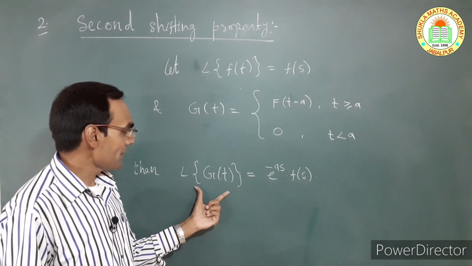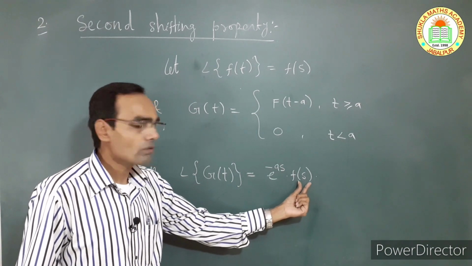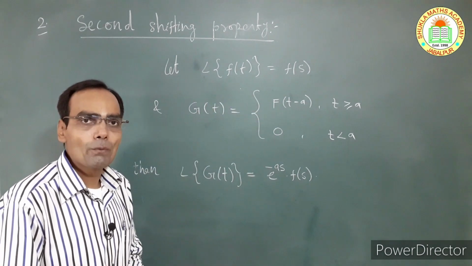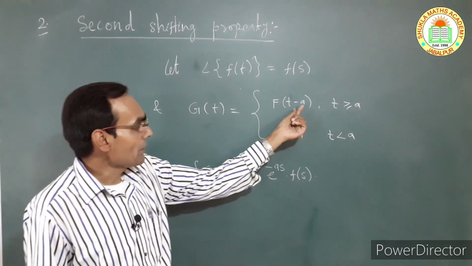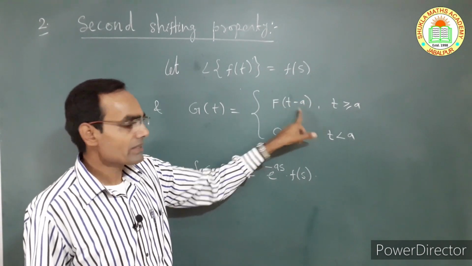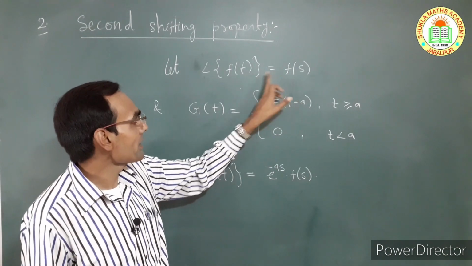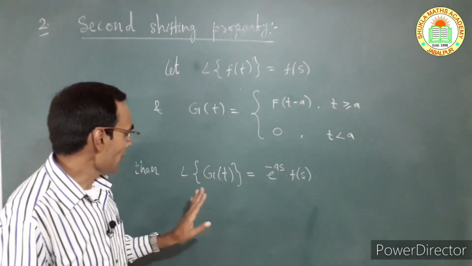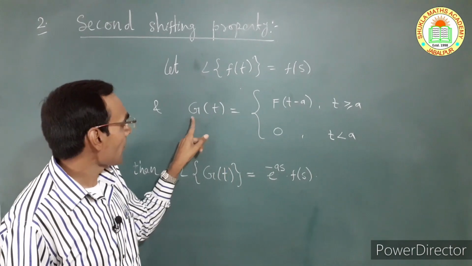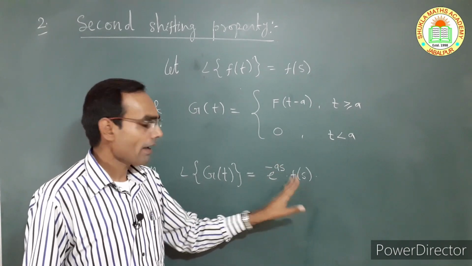So the Laplace of g(t) is given by e raised to minus as into F(s), where F(s) is the Laplace of f(t). And how will we find the Laplace of f(t)? If we lift the value of a in f(t minus a), we get f(t), and we find the Laplace of f(t), then we get F(s). After that we must use the second shifting property to find the Laplace of this g(t). It becomes e raised to minus as into F(s).